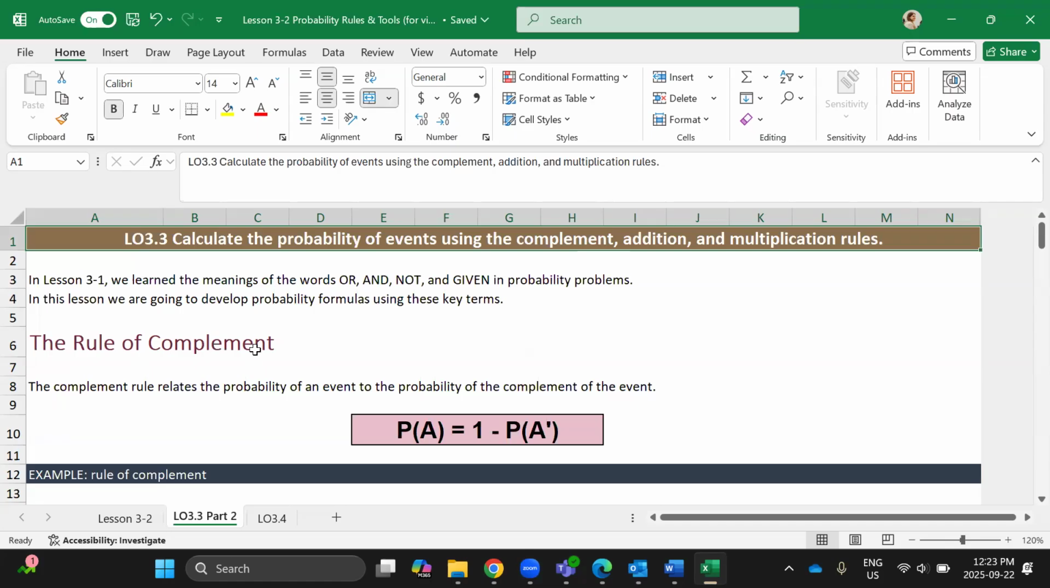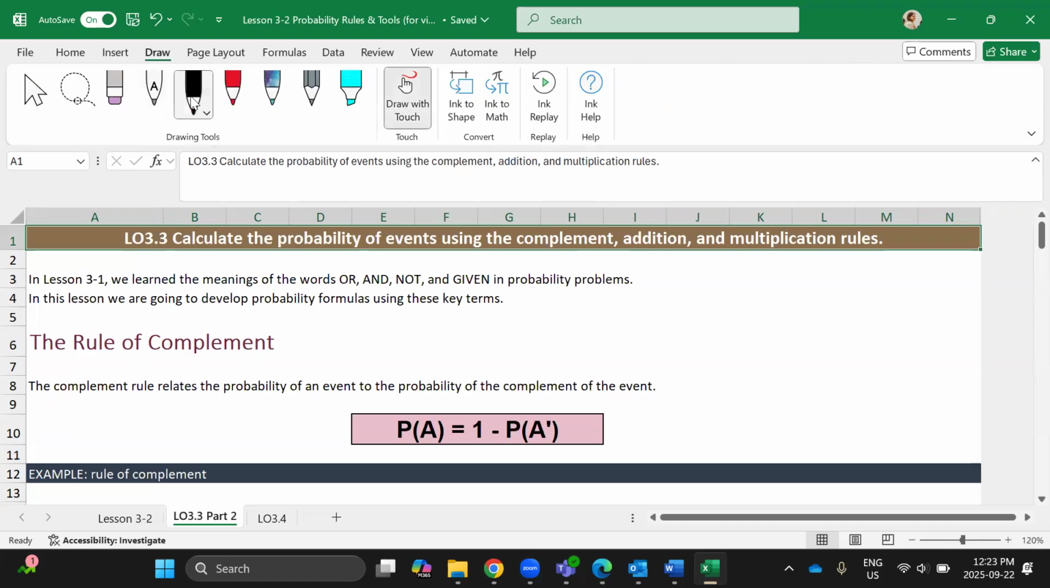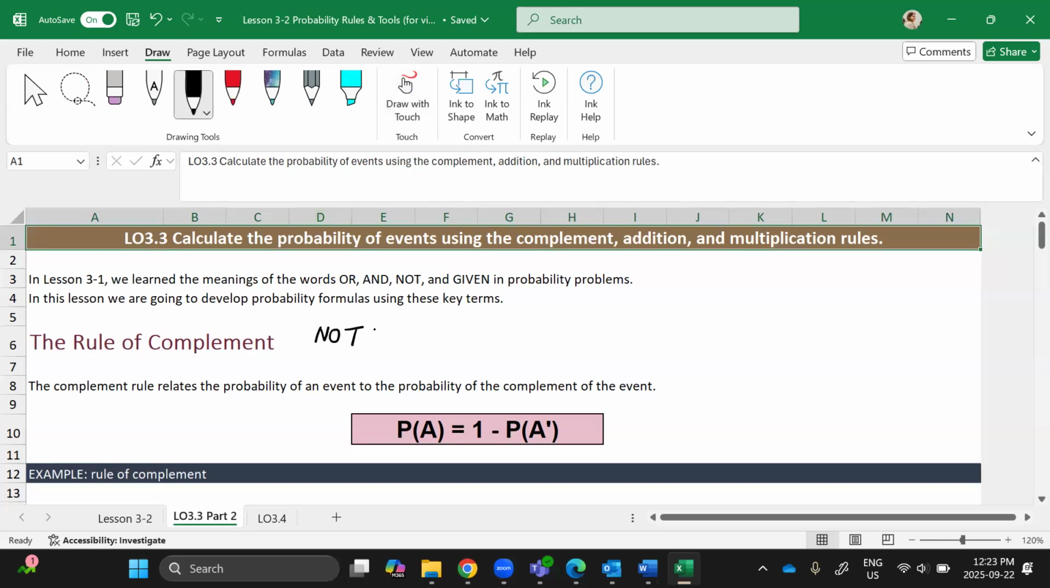The rule of complement is related to the probability term not. Not was used for opposite, and we represent the opposite of an event with the prime symbol on it. So not A would be A prime. Because one of the fundamental probability axioms states that when you add up all the probabilities in a sample space, they have to add up to 1.